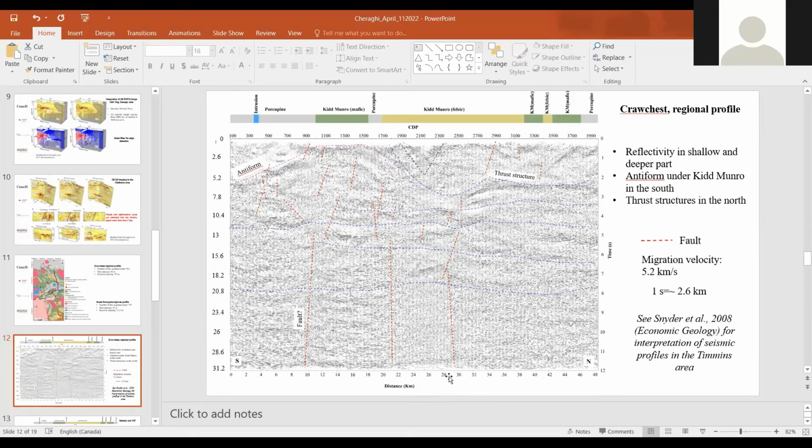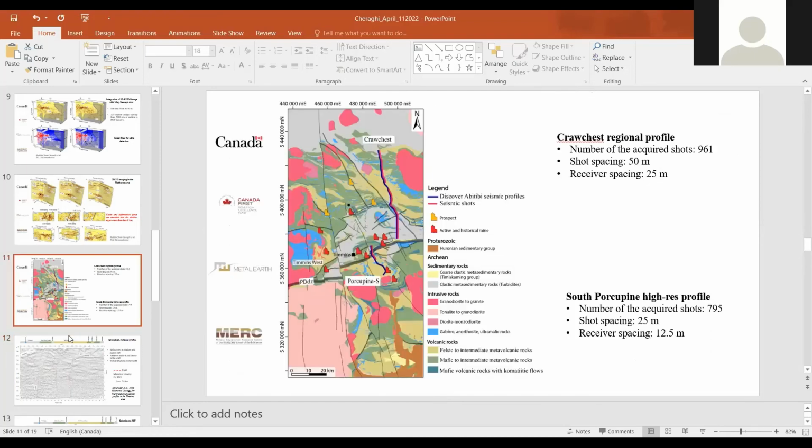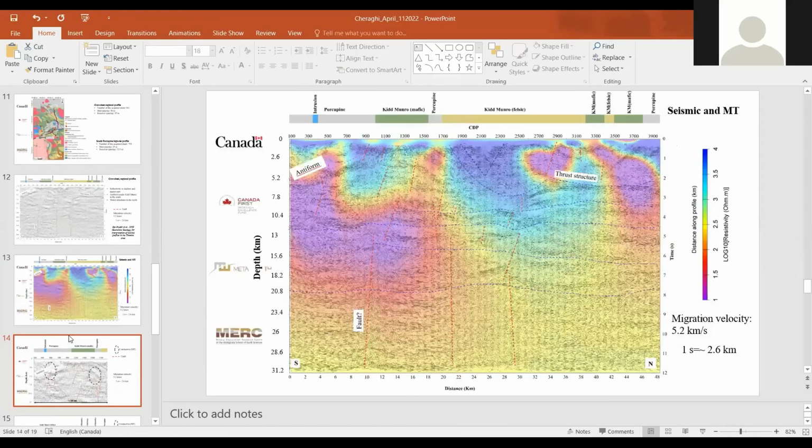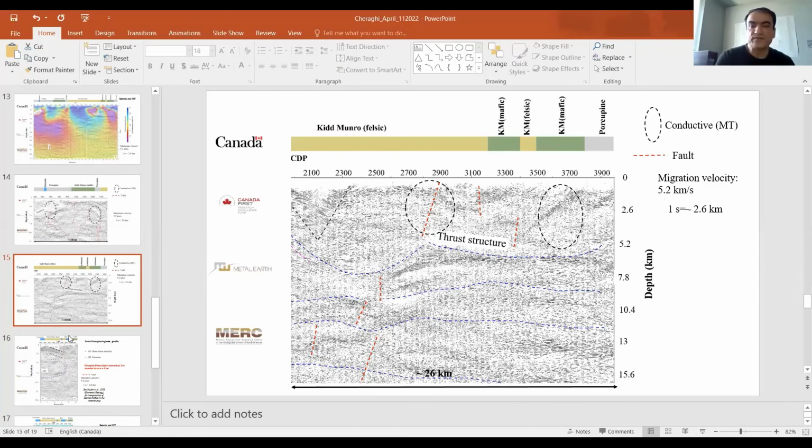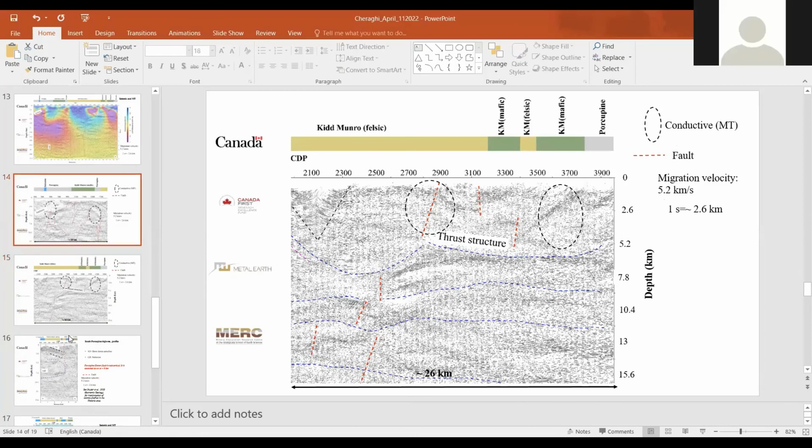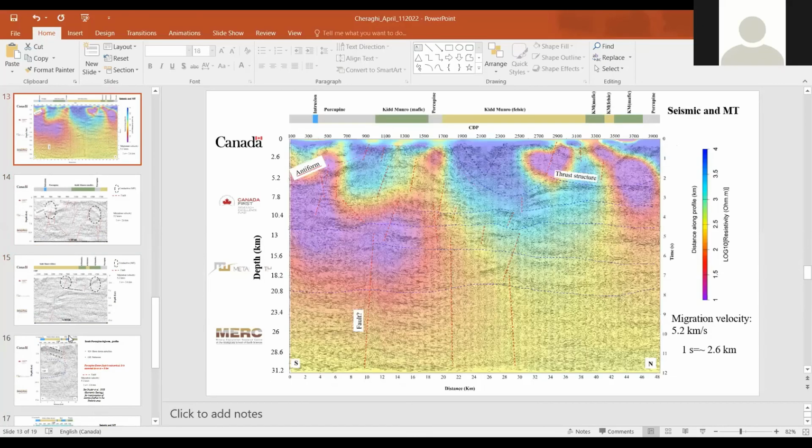Oh, okay, good. I guess what I was going to ask follows on from what David was just saying. But Saeid, at one part of your section, at the north end, there's a structure in the seismic that's dipping about 45 degrees, right under the Kidd Monroe assemblage. Let me show this. Go back two slides, please. There, yeah.